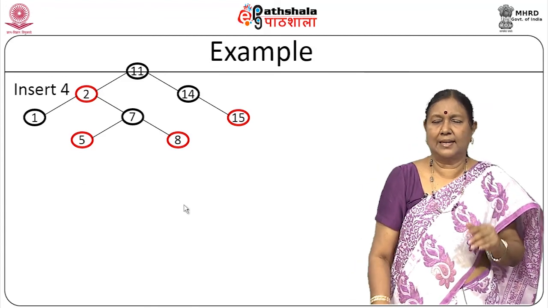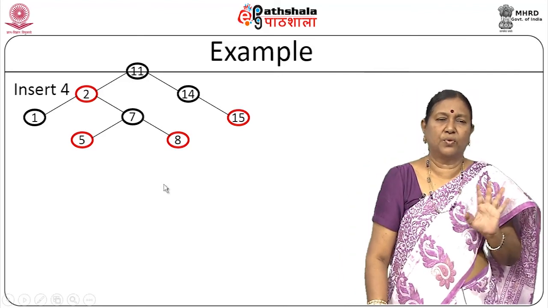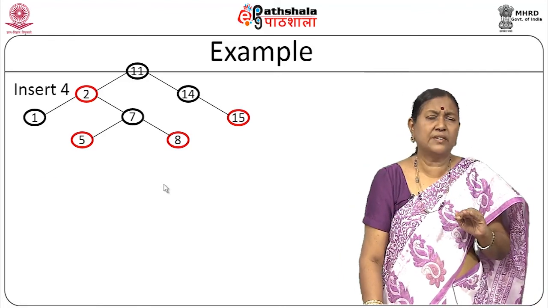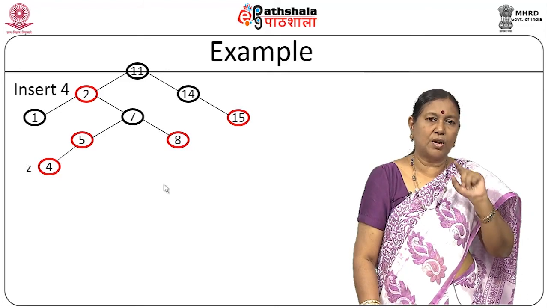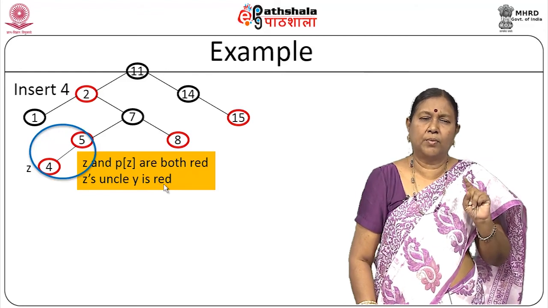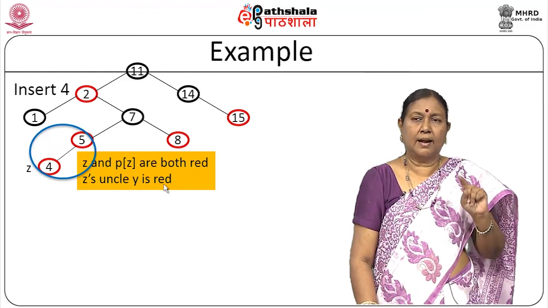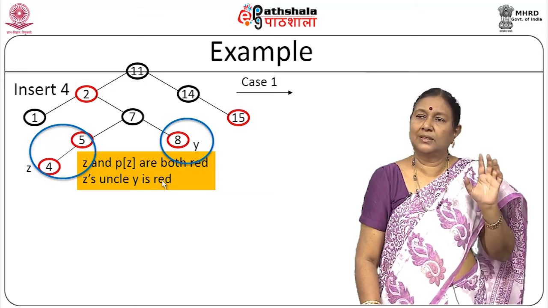Now let us take an example and do this, we just did it with that. So, let us assume we want to insert 4. If you want to insert 4, what do we have to do? We have inserted. Now, what happens? There are 2 consecutive red nodes, okay. So, z and P of z are both red and z's uncle y is red. So, this is uncle y is red. So, this is case 1.